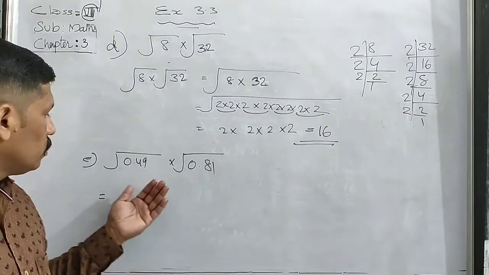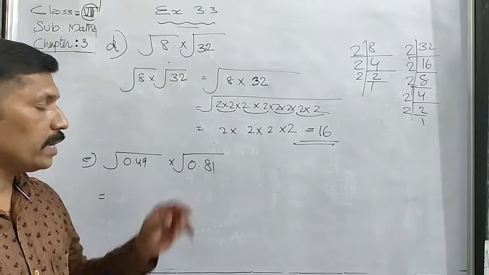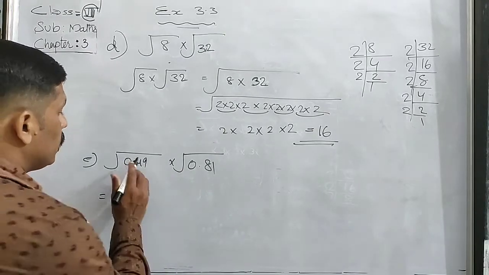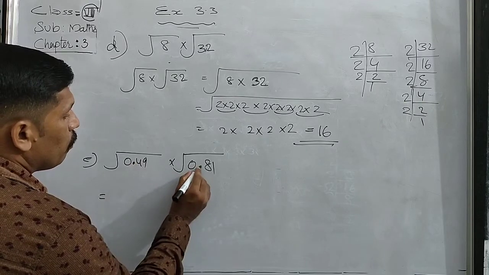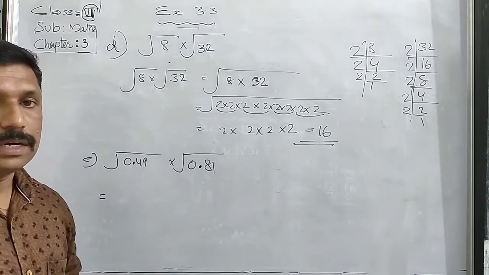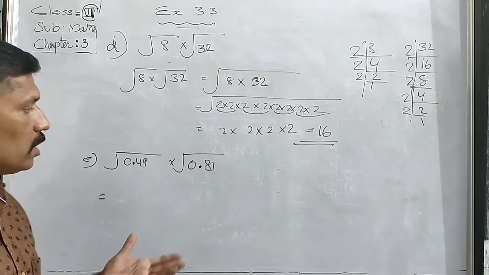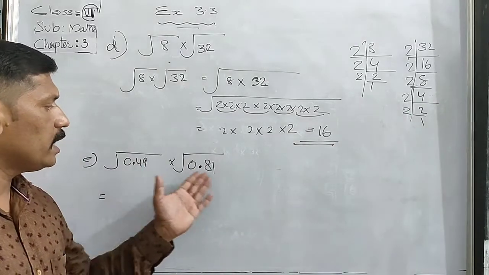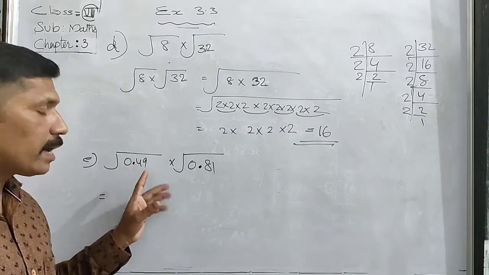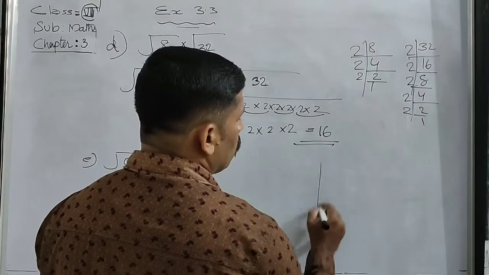Okay, students, now next question E, root 49 into root 81. Root 0.49 and root 0.81. These are decimal numbers. Decimal numbers, how to find the root, that we studied last class. So here 49 and 81 we can change. That 49, 7 is the root. Therefore 0.49 root is equal to 0.7. That we can calculate in this way, by division method.